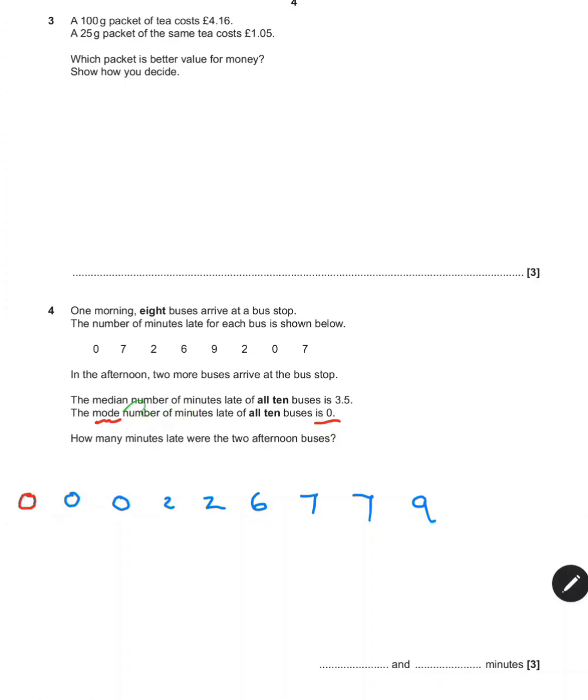If we look at this part here, we've got a median of all 10 buses is 3.5. So the median, the middle number when in order, has to be 3.5. So I'm going to start working into the middle and figure out where I'm going to go. So start crossing these off.